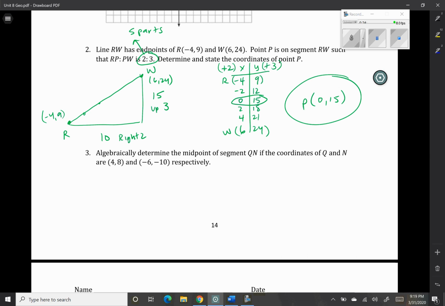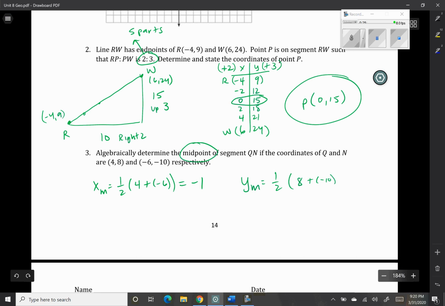Number 3 is asking us to find a midpoint. As soon as I see the word midpoint, I'm not thinking about graphing. I'm not thinking about sketching. I'm just thinking about the first thing we did in the lesson, which was my simple equation. The simple equation is the x value of the midpoint is half of the sum of the x values. So the x value of this midpoint is -1. The y value of this midpoint is half of the sum of the y values. So that'll be 8 plus -10, which would also be -1. So the midpoint is -1, -1.